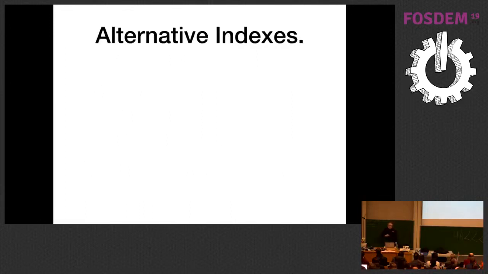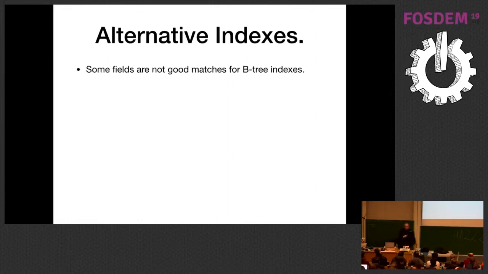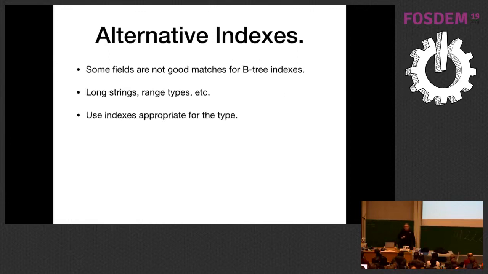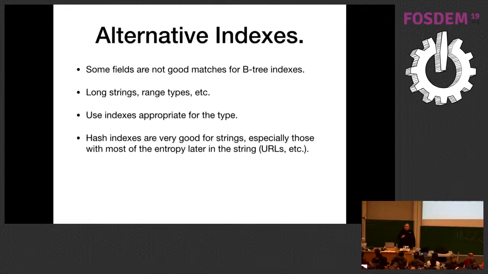Also consider alternative indexes. Some fields are really not good matches for B-tree indexes, like long strings and range types and things like that. Use indexes that are appropriate for the type. For example, if you're storing a URL, which has lots of entropy at the end and not a whole lot at the beginning, hash indexes can be really good for that. You don't get range queries with a hash index, but why are you doing a range query on a URL? What kind of query is that?